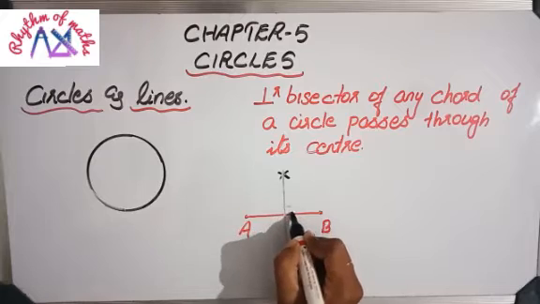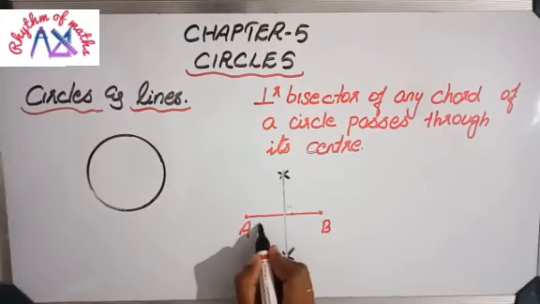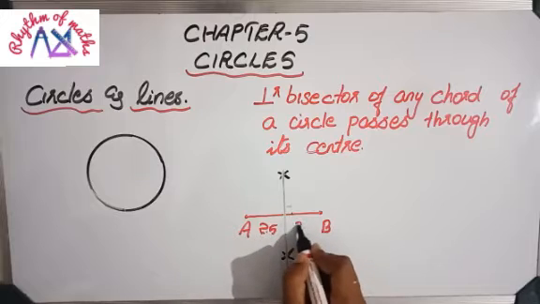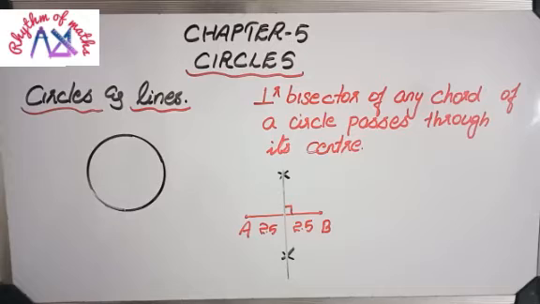This will be 90 degrees and these two measurements will be half. For example, if AB is a 5 centimeter line, by drawing the perpendicular bisector, these two measurements will be 2.5 and 2.5, and this angle will be 90 degrees. This is the perpendicular bisector. I just revised it; you have already learned it in 8th standard.